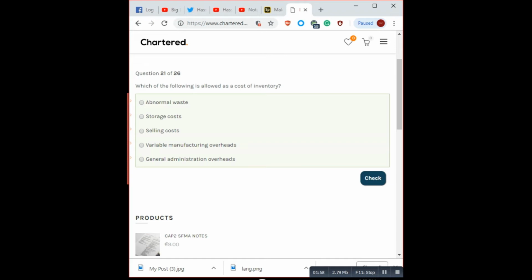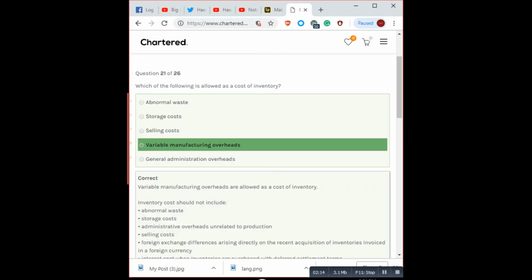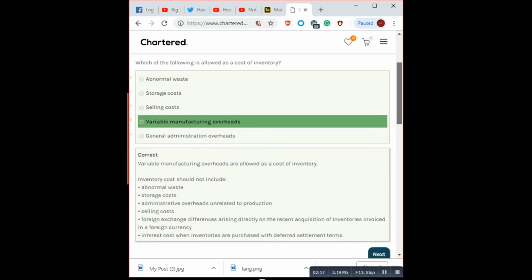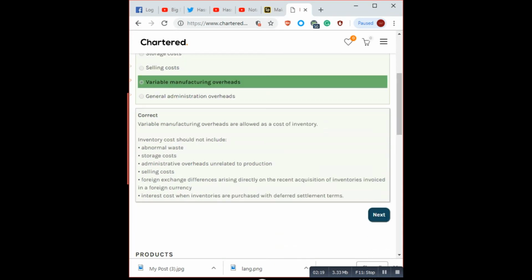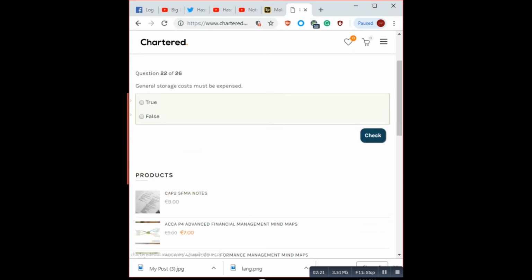Which of the following is allowed as a cost of inventory? Abnormal waste, storage costs, selling costs, variable manufacturing overheads, general administration overheads. Variable manufacturing overheads are normally allowed. Yes, all the rest are not allowed. You can see in the explanation as well. General storage costs must be expensed.